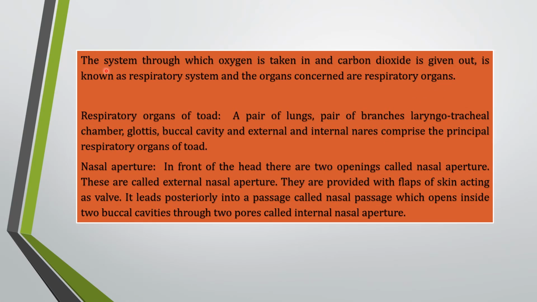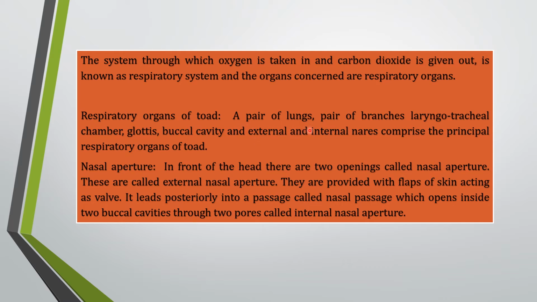What is respiratory system? First question is, define respiratory system. The system through which oxygen is taken in and carbon dioxide is given out is known as respiratory system, and the organs concerned are respiratory organs. So the next one is respiratory organs of toad. What are the respiratory organs of toad?